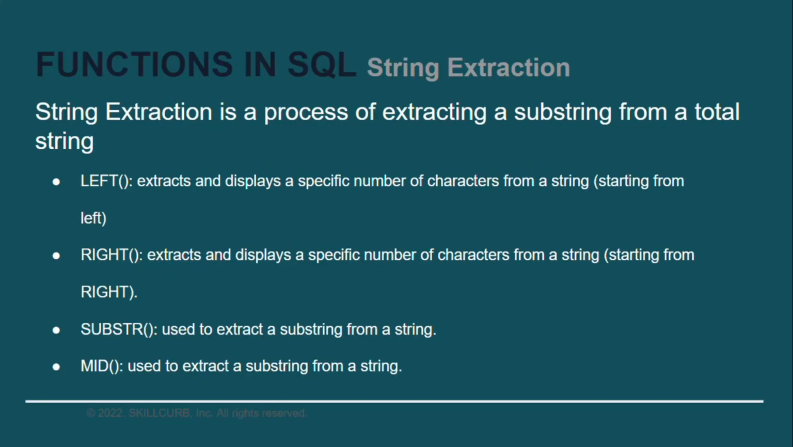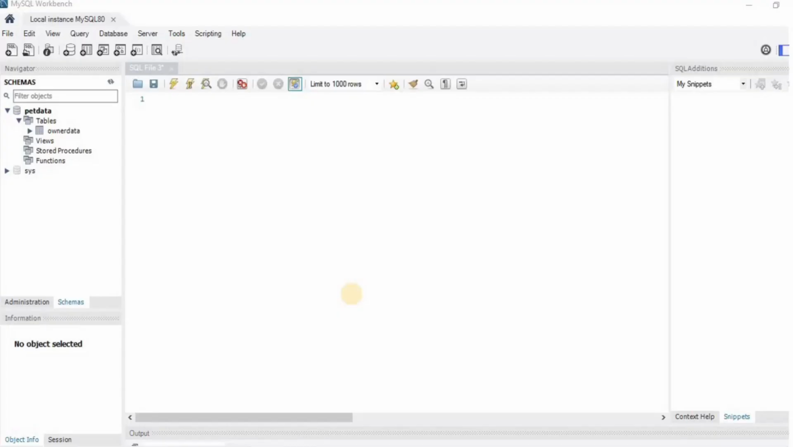We will start by seeing what exactly is string extraction. String extraction is a process of extracting a substring from a total string. The functions that we are going to use in this video are left, right, substring, and mid function. Now, let's see how these functions actually work.